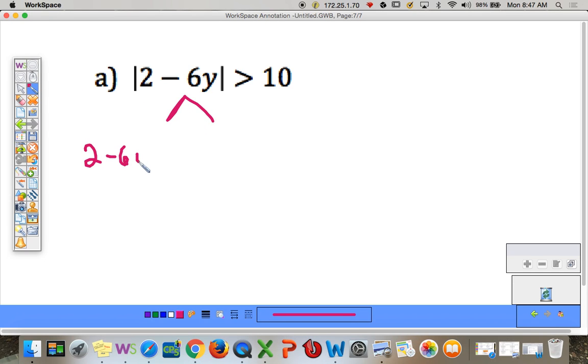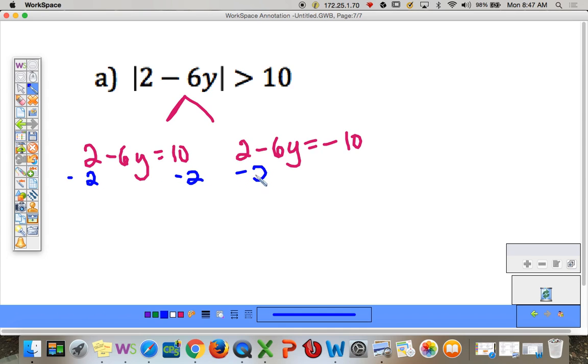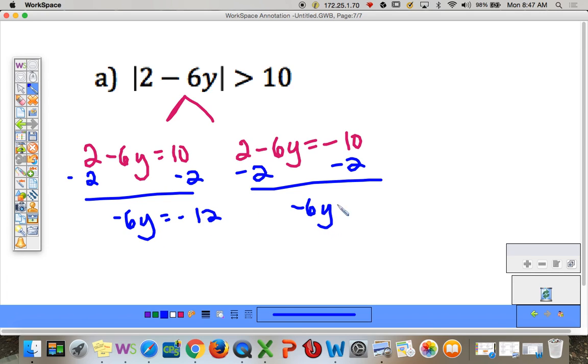We get 2 minus 6y equals 10, and 2 minus 6y equals negative 10. We'll subtract 2 from every side here. We'll get negative 6y equals 8, and negative 6y equals negative 12. I'm sorry, this is not negative 12, this will be 8. Divide by negative 6.